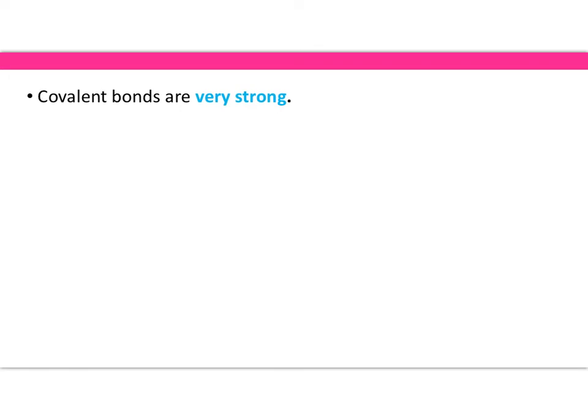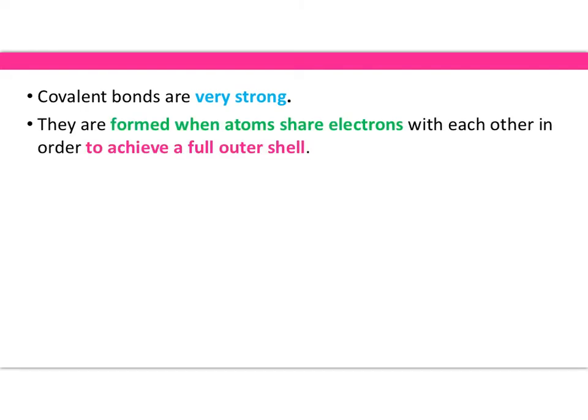The first thing to say, though, is that covalent bonds are very strong. So they're very difficult to break, and that's going to be important later on when we consider the properties of substances with covalent bonds. The second thing is to remind ourselves what the consequence of any bonding is. It was something I stressed right towards the beginning of the video: whether it's ionic, covalent or metallic bonding, the consequence is that atoms end up achieving a full outer shell. And in covalent bonding, this is achieved by the sharing of electrons.